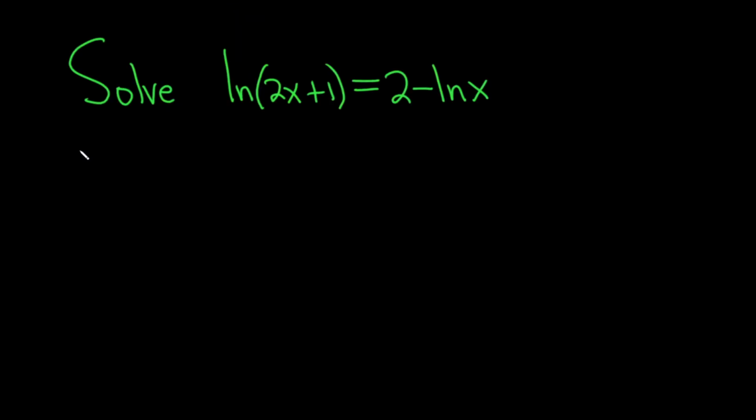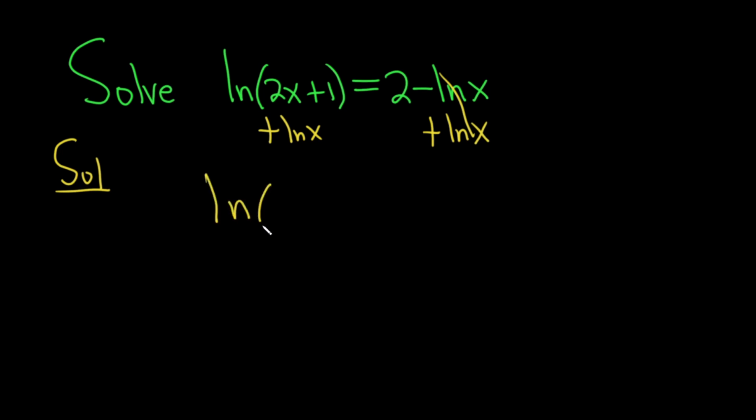Solve the natural log of 2x plus 1 equals 2 minus the natural log of x. So in this problem, we have 2 logarithms and we have a number here. So the goal maybe is to get all the logarithms together on one side and combine them. So we'll start by adding a natural log of x to both sides of this equation like this. This is usually a good strategy in problems like this where you have a number hanging out and you have a couple logs. Try to combine the logs together.